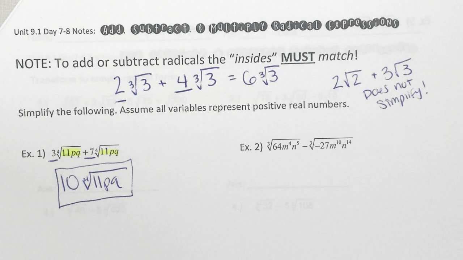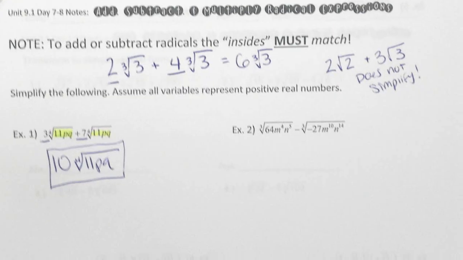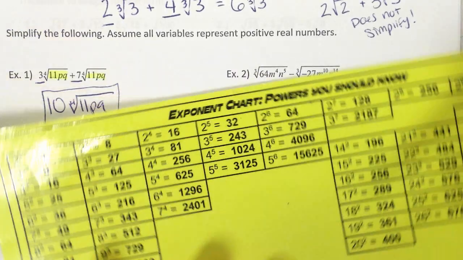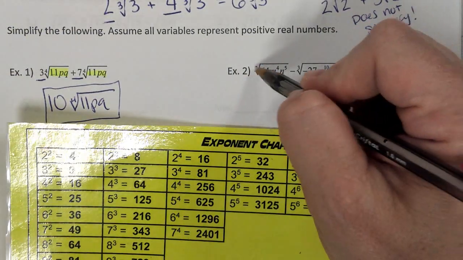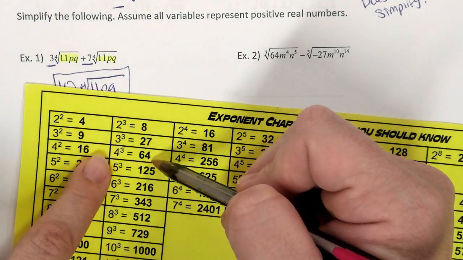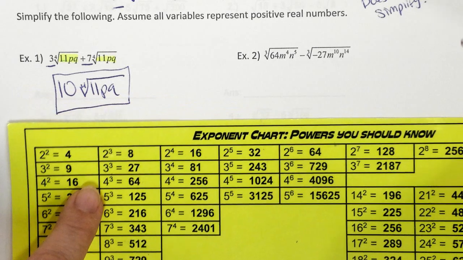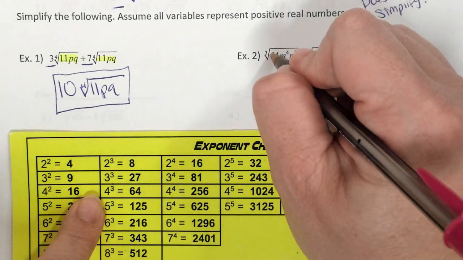Now sometimes they're going to simplify and they might not be able to combine. So if you look here, always use this yellow card. So we have the cube root of 64. If I look at cubes, is 64 a perfect cube? So what's the cube root of 64? 4. So I know that I can take out 4.